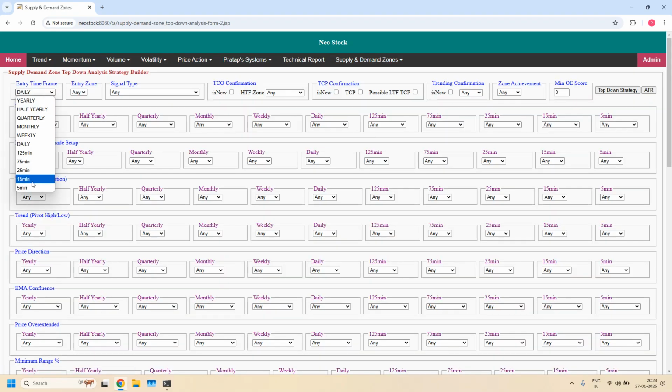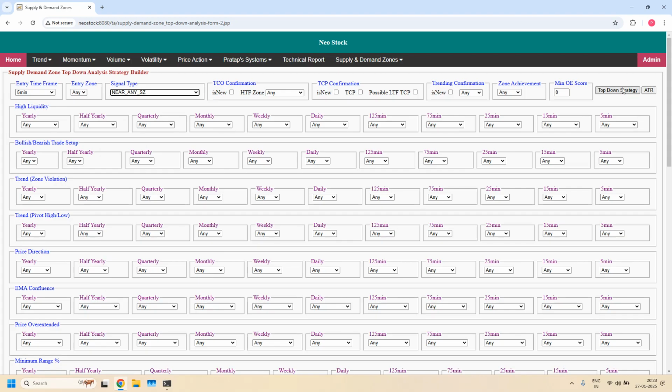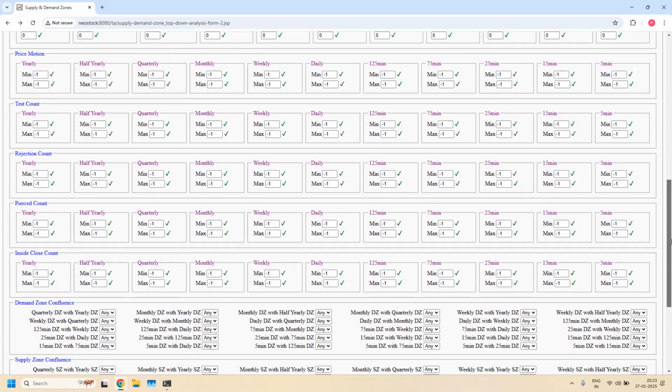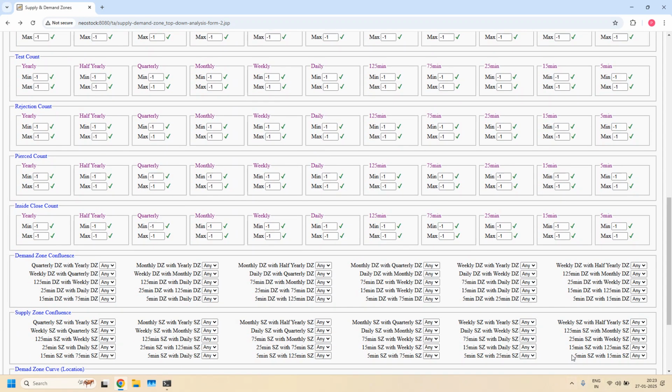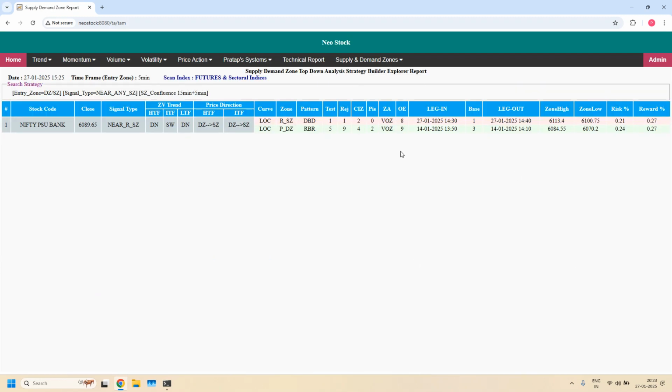Next, 5 minutes time frame, stocks near 5 minutes supply zone. We got 8 stocks. Let's verify ITF supply zone Confluence. That is 5 minutes with 15 minutes supply zone Confluence. Enable the filter. We got 1 stock, and that too indices. It is NIFTY PSU Bank. It's not listed in F&O.